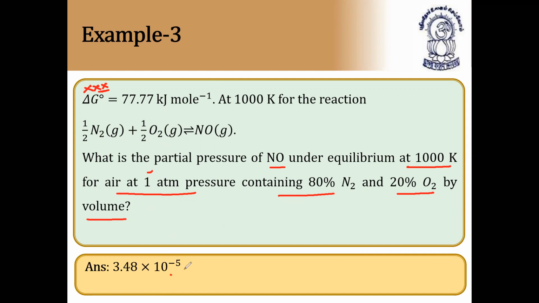So the answer is given here, but the solution is being given clearly. First, let us see how to calculate this question. Delta G is given as 77.77 kilojoules per mole at 1000 kelvins. Temperature is also given. First we need to find the Kp value. From Kp we can find the partial pressure. So let us see the detailed solution for this.